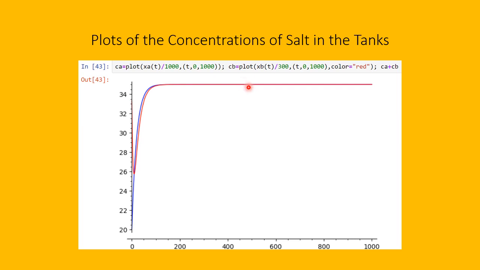And why does that happen? Because at times down here, 400, 600, and so forth, the concentrations of salt in tanks A and B are nearly identical to the concentration of salt that enters from the sea, since we had seawater being pumped into tank A and then pumped into tank B from there. So both of the concentrations approach the same limiting value as t goes to infinity.